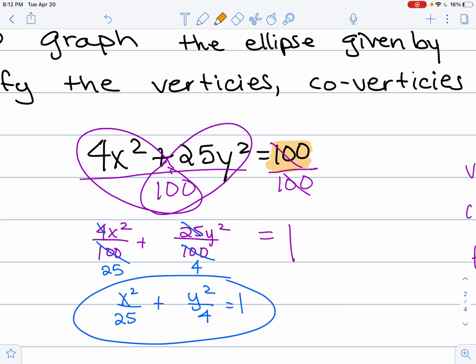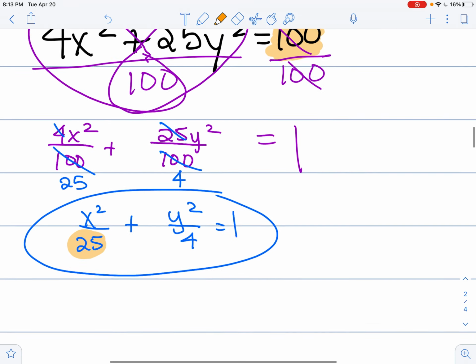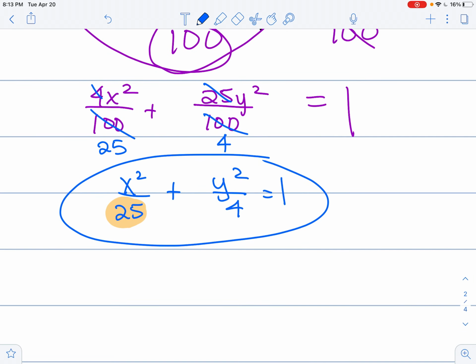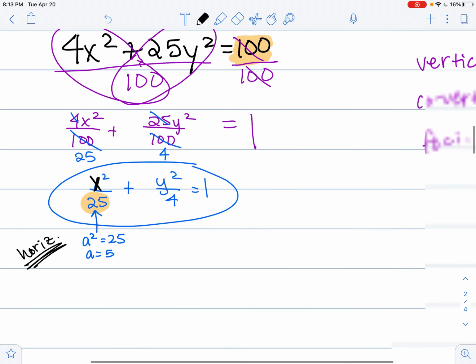Now, let's look. Which denominator is bigger? I see that the denominator is bigger on the x. So this tells me that our a squared is 25. So that means our a value is 5. That's our major axis. And it's lying under the x value, which tells me that this is going to be a horizontal ellipse, or the hamburger ellipse that we were talking about.